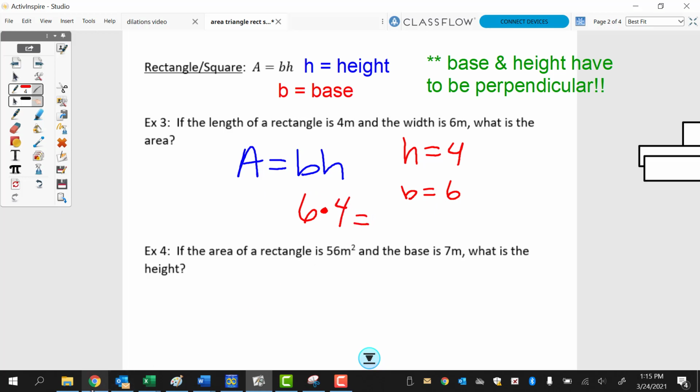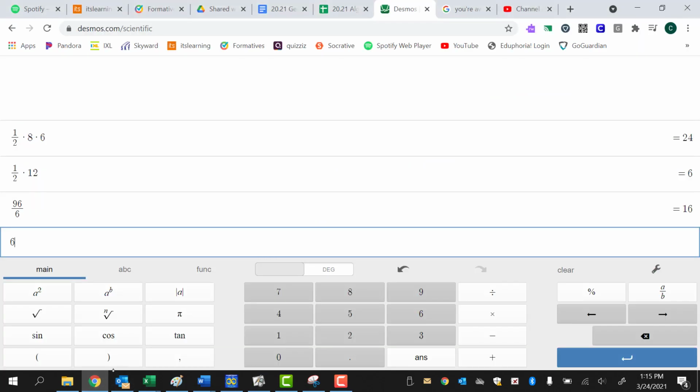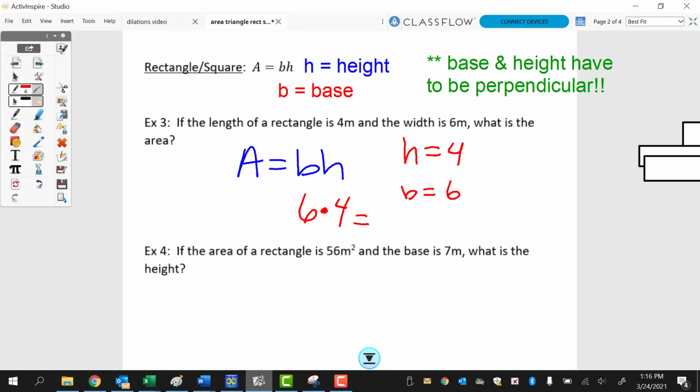We're going to type that in Desmos. 6 times 4. 6 times 4 is 24. Okay, so final answer is the area of that rectangle is 24. Yay.